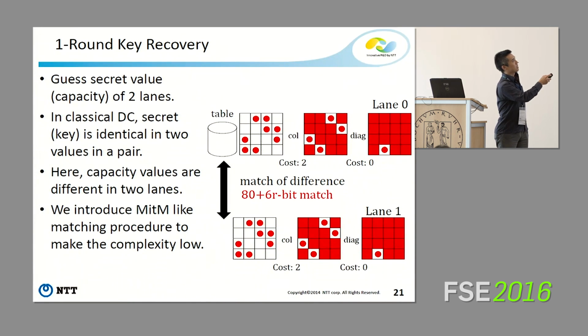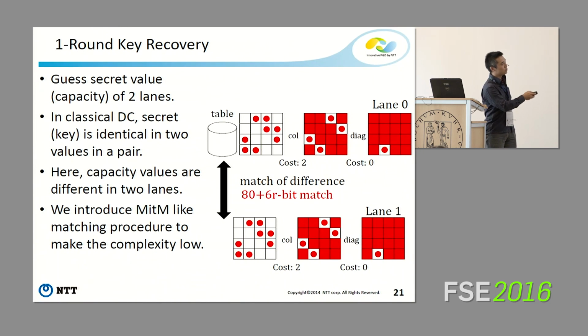Imagine the classical differential cryptanalysis against block ciphers. Then the secret is the key, which is identical in the 2 values in the pair. So if you want to attack a block cipher, what you need is just guessing a single key. But here, the secret is the capacity, and the capacity words are completely different for lane 0 and lane 1. So you need to guess double the bits of the secret, which is really problematic.